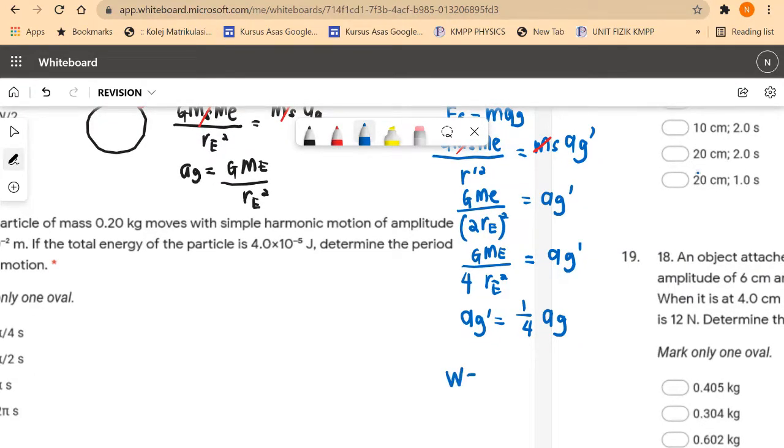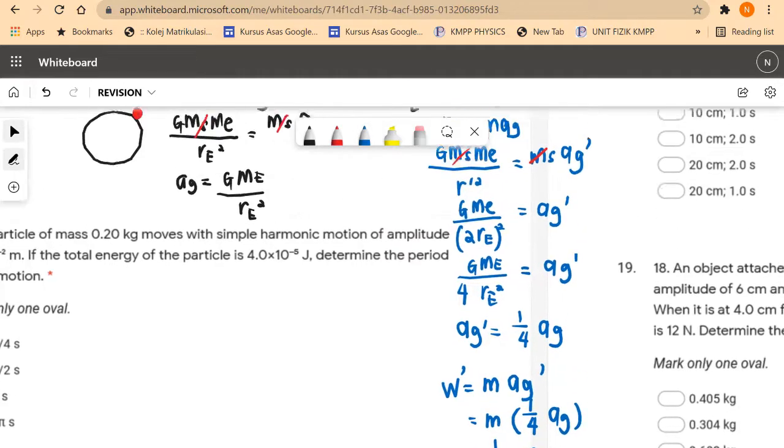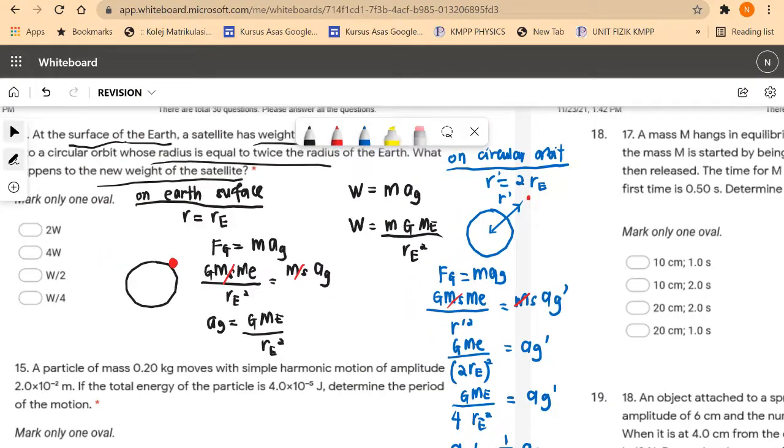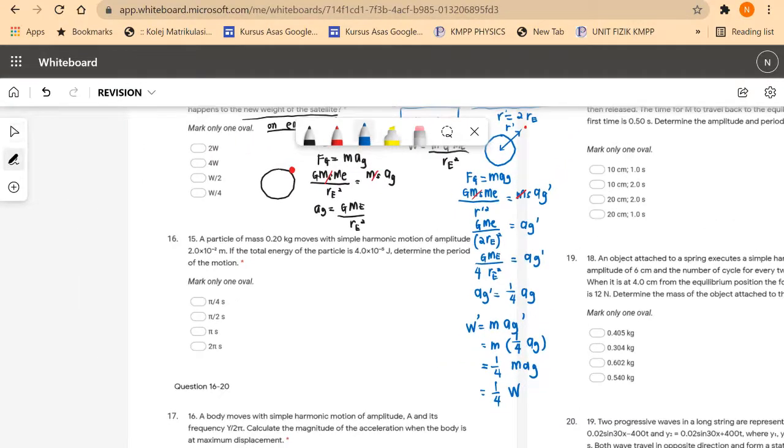So the new weight of the satellite equals mass times the new acceleration due to gravity, which equals 1 over 4 m Ag, where mass times Ag is W. So the new weight equals 1 over 4 W. So the answer for number 14 is D, 1 over 4 W.